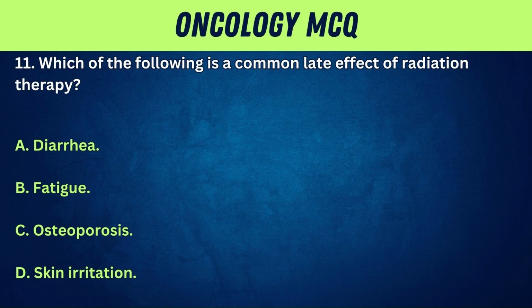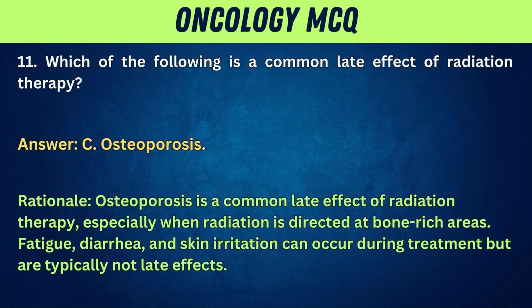11. Which of the following is a common late effect of radiation therapy? A. Diarrhea. B. Fatigue. C. Osteoporosis. D. Skin irritation. Answer: C. Osteoporosis. Rationale: osteoporosis is a common late effect of radiation therapy, especially when radiation is directed at bone-rich areas. Fatigue, diarrhea, and skin irritation can occur during treatment, but are typically not late effects.